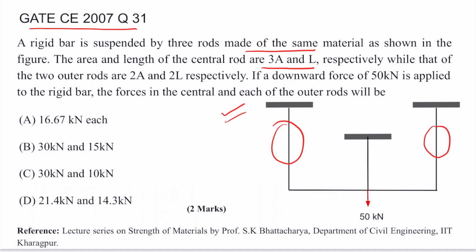If a downward force of 50 kN is applied on the rigid bar, the forces in the central and each of the outer rods will be. So we need to find the forces in these 3 rods. 4 options are given to us and it's a 2-mark question.